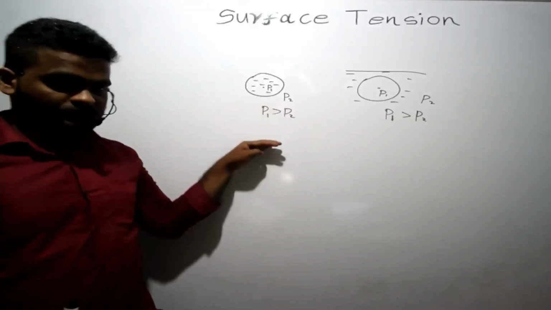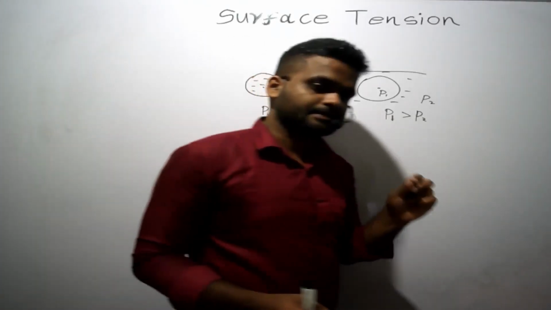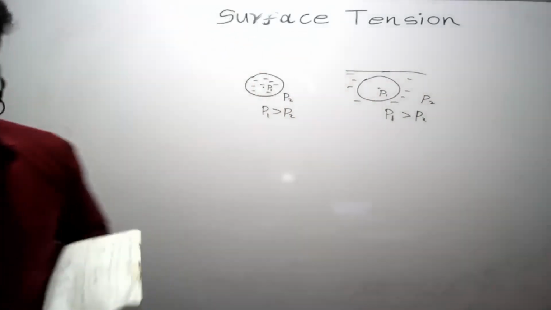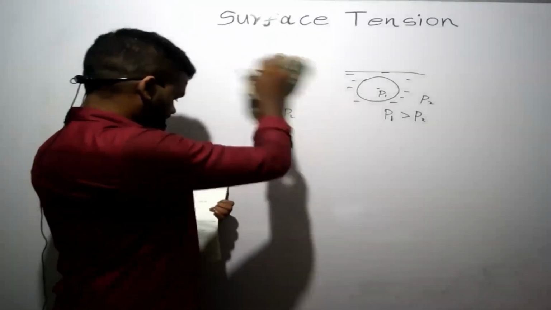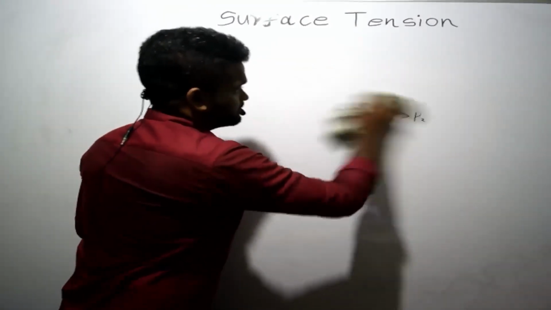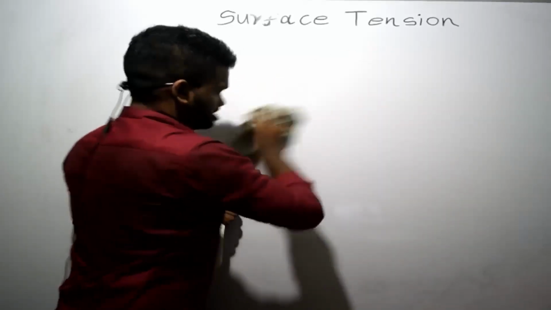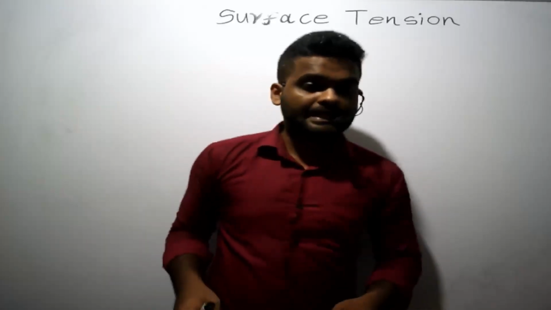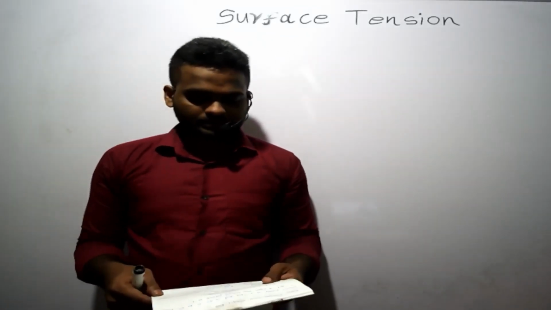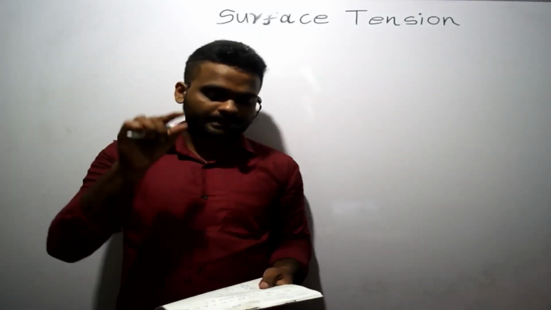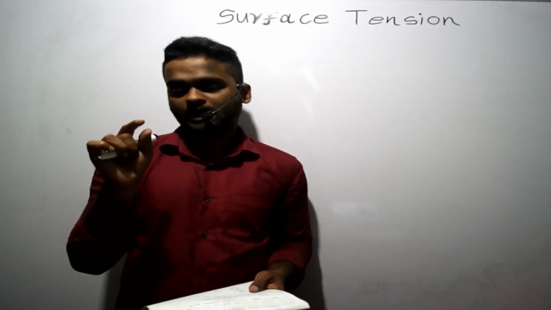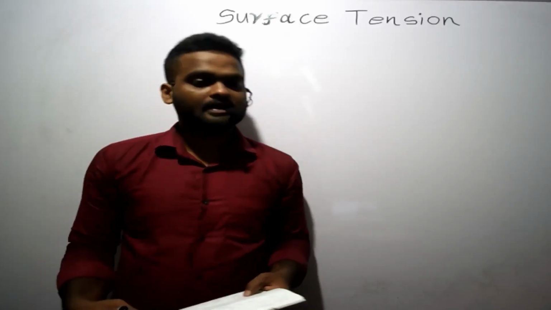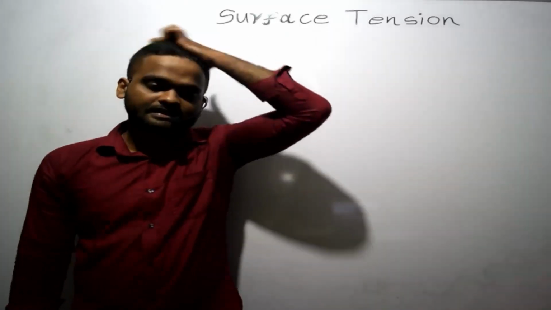Below this, write down: considering equilibrium of a hemispherical part of a liquid drop in air, comma. This is really important.